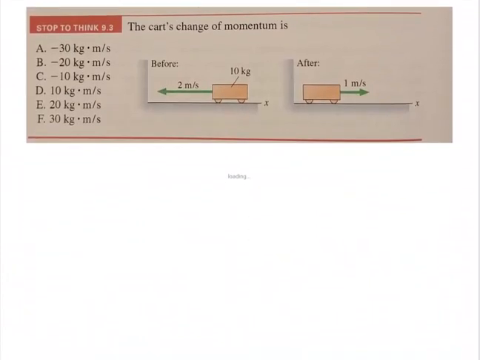Take a look at this. The cart's change of momentum is what? So if we call positive to the right, then what is its momentum to start? Negative 20. So 10 times 2 is 20, but it's moving to the left. So this is negative 20. What's this one? Positive 10. It's still the same 10 kilograms, but it's moving to the right this time. So 10 times 1 is 10, and it's moving to the right, so it's positive 10.